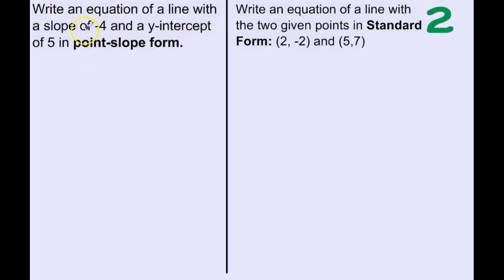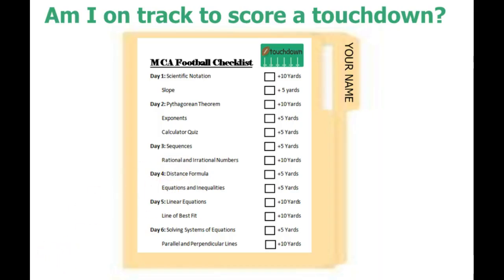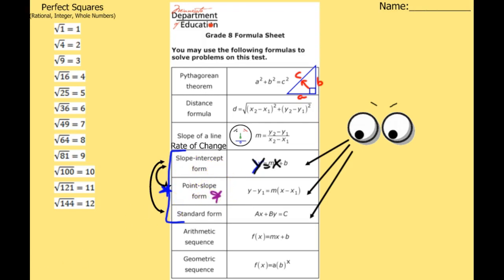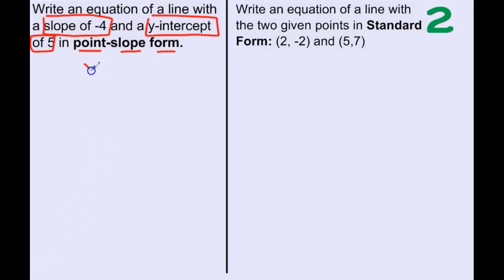Next it says write an equation of a line with a slope of -4 and a y-intercept of 5. Write that in point-slope form. So I'm going to look back at my formula sheet. Oop, too far. Point-slope form is y minus y1 equals m, and then x minus x1. So I'm going to write that out up here, because that's what I need to plug in. And I do have this one already. I have m. Slope, my m, is -4. I need an x and a y to plug in. And right now all I have is a y-intercept.